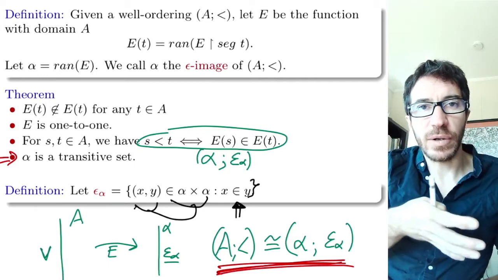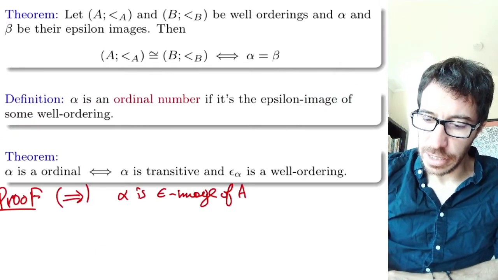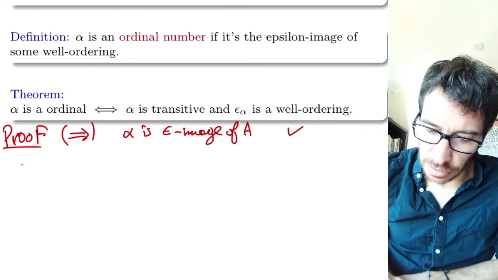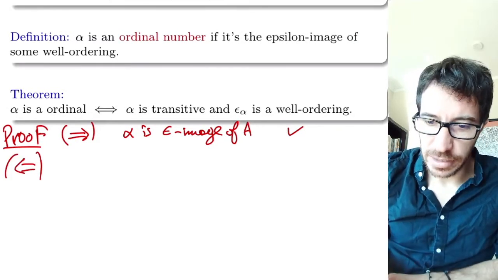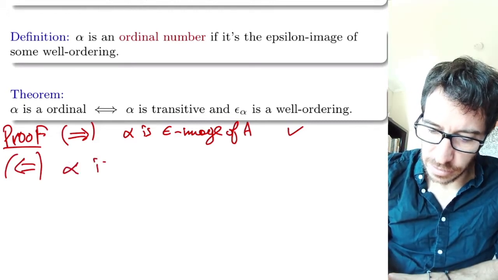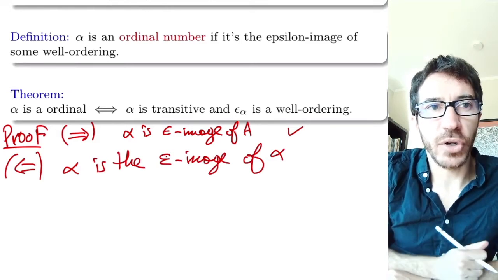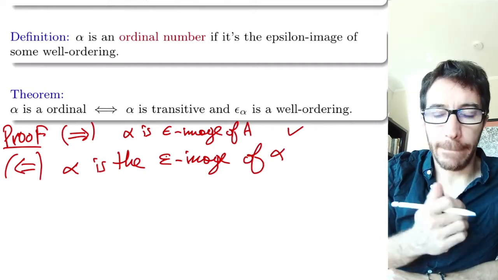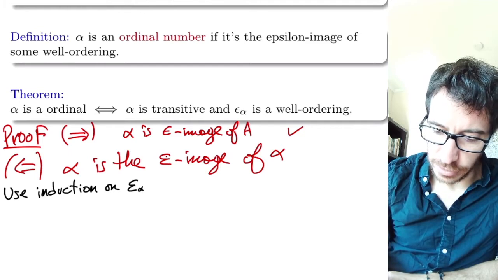So if A is a well-ordering, then alpha must be a well-ordering too, right? So that direction we get pretty easily. The other direction is a bit more interesting, but quite easy. To see that, alpha is the epsilon image of alpha, if we know that alpha is transitive and a well-ordering. How do you show that? We use induction on epsilon alpha, which is a well ordering.